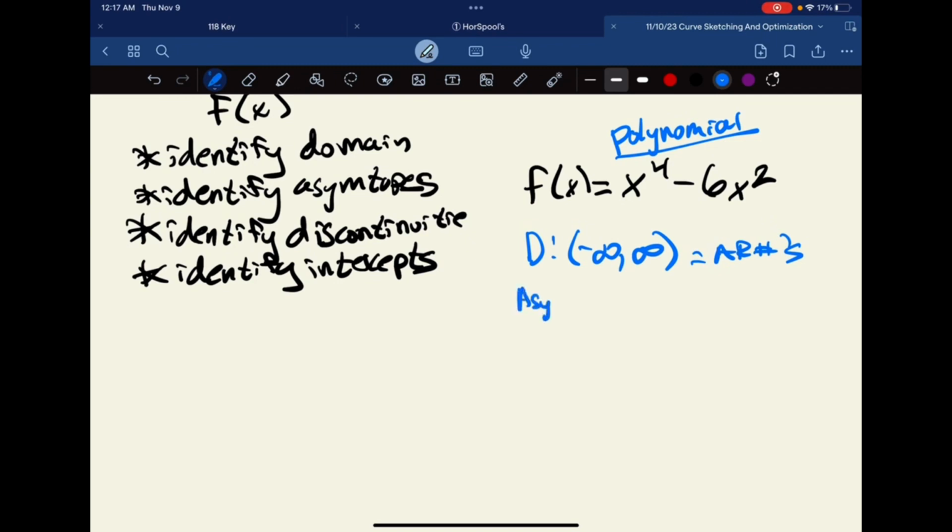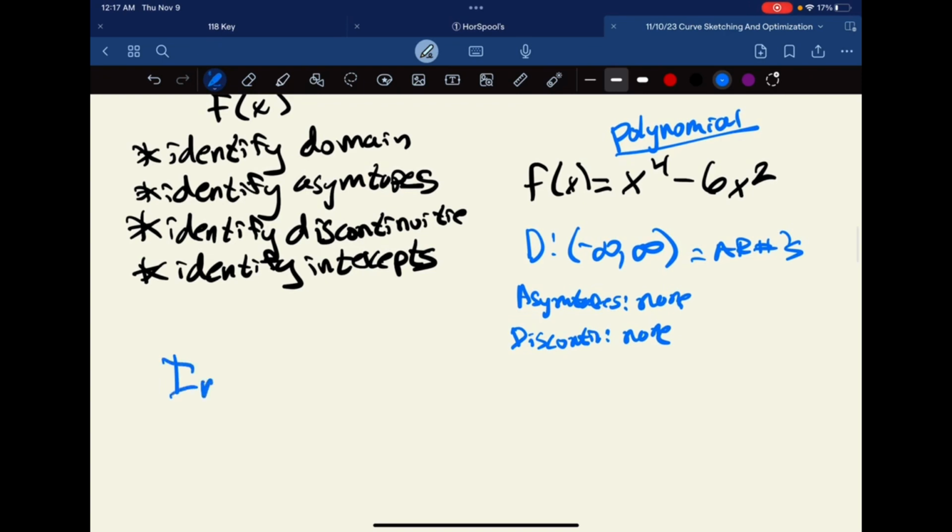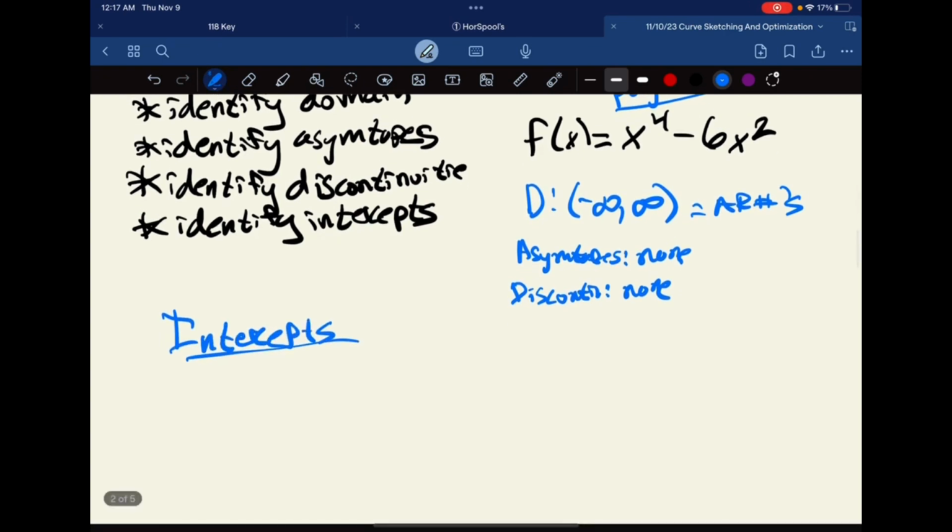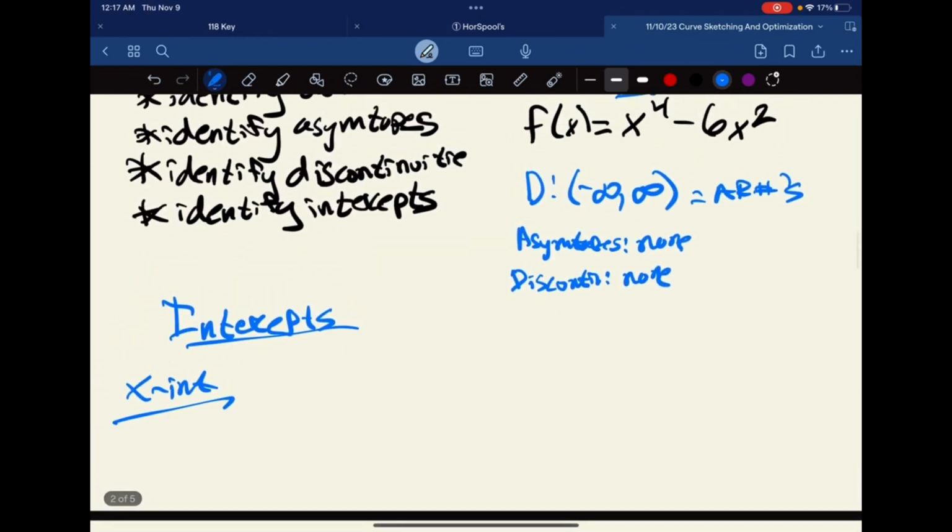Your asymptotes, well, you don't have any asymptotes. You don't have any discontinuities. And you do have intercepts, though. Intercepts are actually one of the most important things when it comes to curve sketching, because they're really the anchor points of your graph.